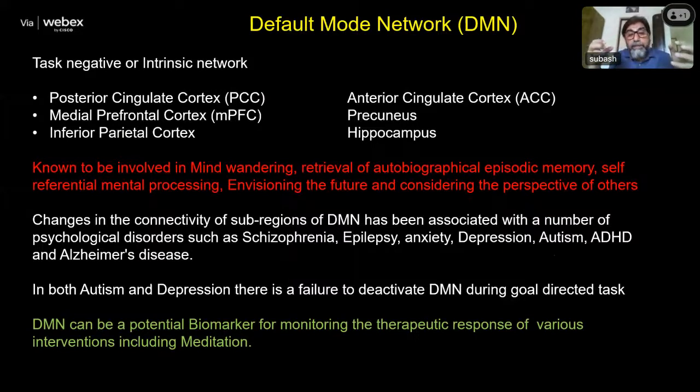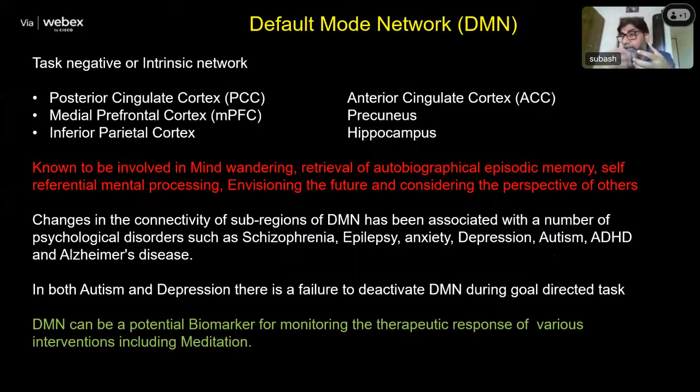So DMN can be a potential biomarker for monitoring the therapeutic response of various interventions, including meditation. Suppose you have a person who has a working memory deficit, and then you do interventions on him, whether it is a drug-related intervention or meditation or psychotherapy, whatever you do. Then you come back and see how these networks have improved after the person has been given the therapeutic intervention. You can monitor the therapeutic response using resting fMRI.